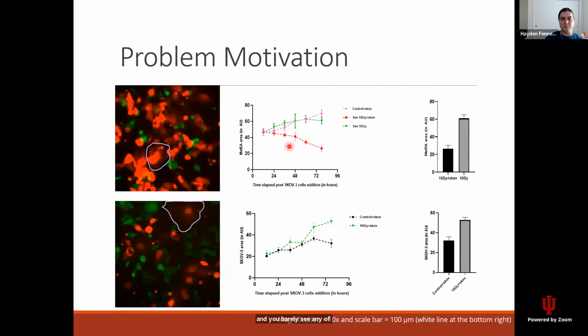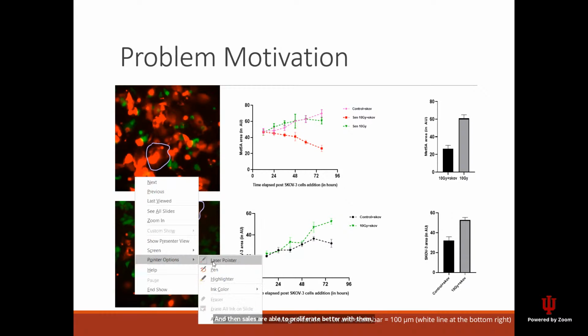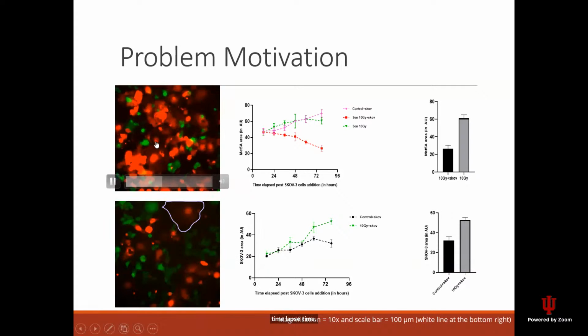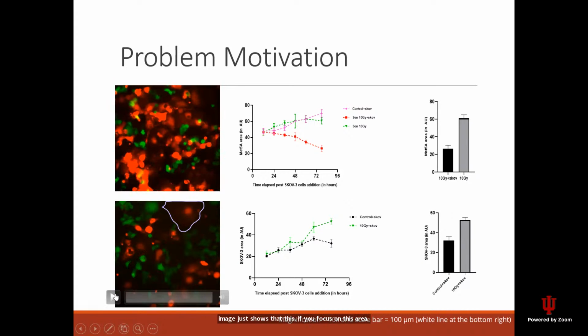And that was quantitative. Wonderful. That was quantitatively done. It was seen that the area actually decreases and then cells are able to proliferate better within. And time-lapse images show that, if you focus on this area, these are how the cancer cells are able to kill the senescent cells. And they also cause some sort of lifting off from the substratum.